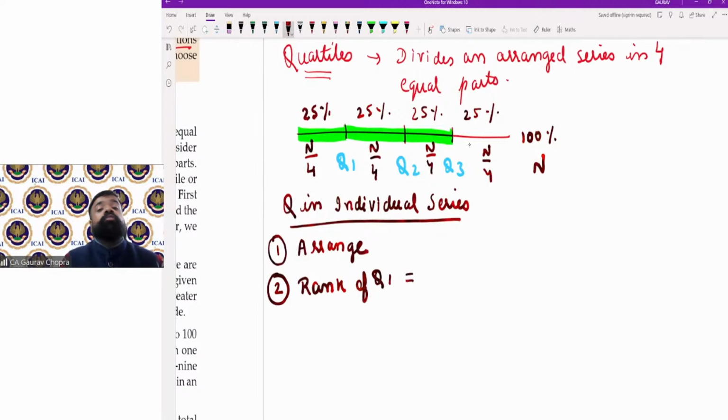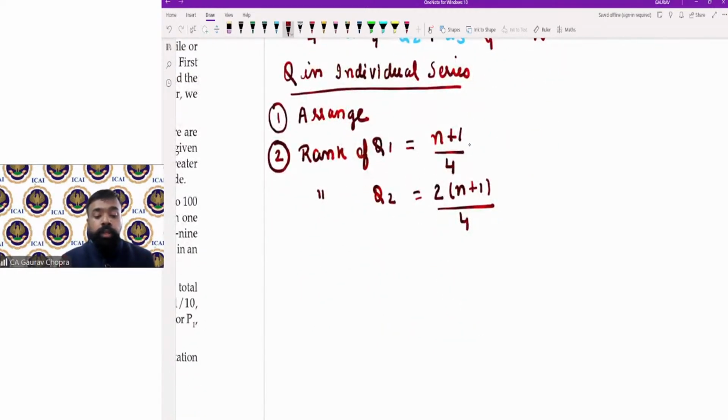Now, how to calculate the first quartile? It is (n plus 1) divided by 4. Why divided by 4? Because there are 4 parts. If you want to calculate Q2, the rank of the second quartile, just multiply by 2: 2 into (n plus 1) upon 4. If we have to calculate Q3, then 3 into (n plus 1) by 4. So Q1, Q2, Q3, in this way, you can easily calculate. All right.